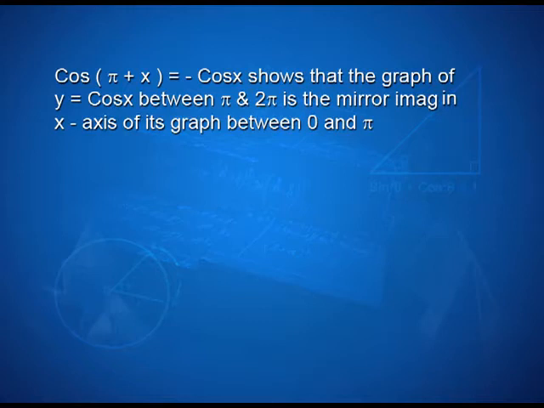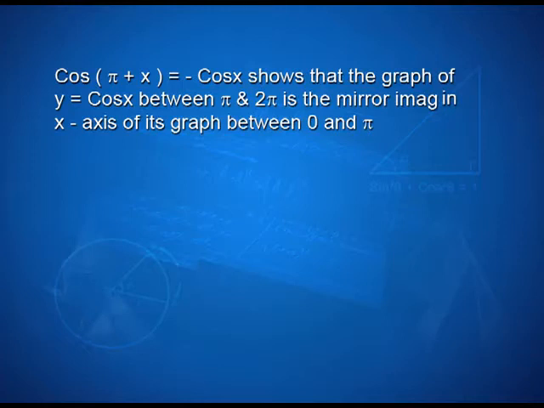Thus, the graph of y is equal to cos x between pi by 2 and pi is below the x axis. Now, cos of pi plus x is equal to minus cos x, which shows that the graph of y is equal to cos x between pi and 2 pi is the mirror image in the x axis of its graph between 0 and pi.